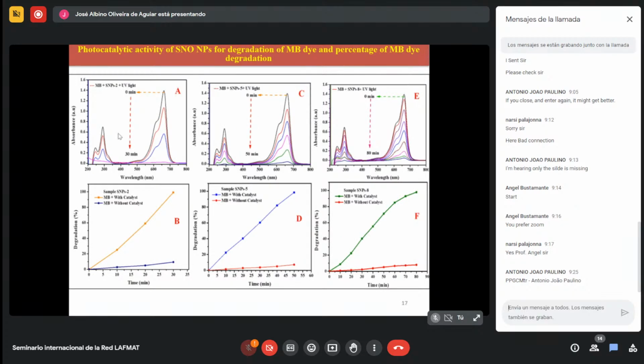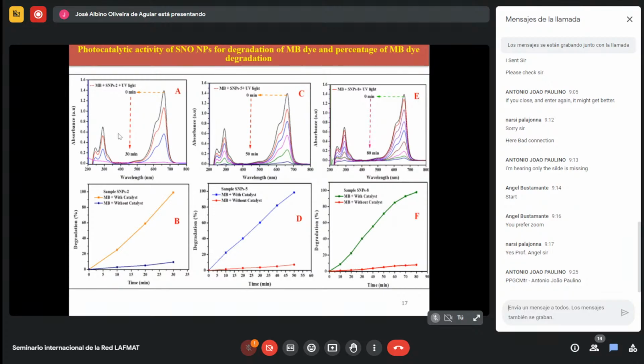In the case of the 10x nanometer sample, the absorbance values gradually decrease under light, and it shows that the dye molecules degrade in 30 minutes. Then at higher temperature.